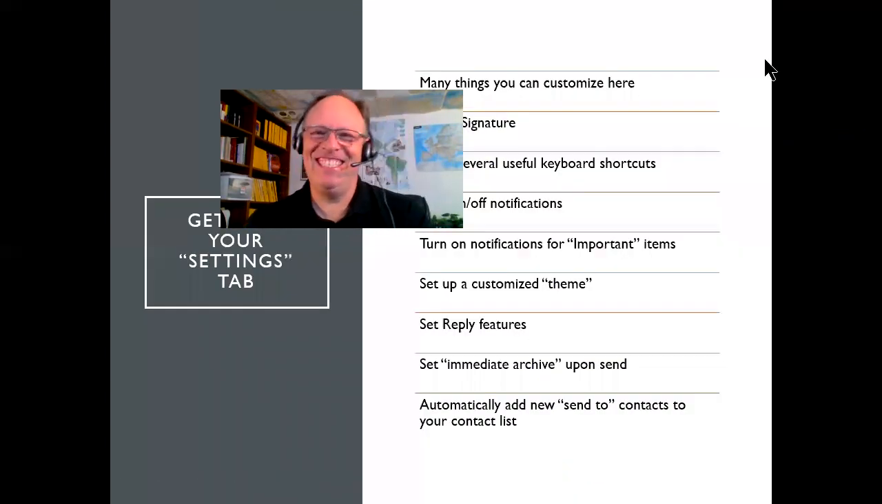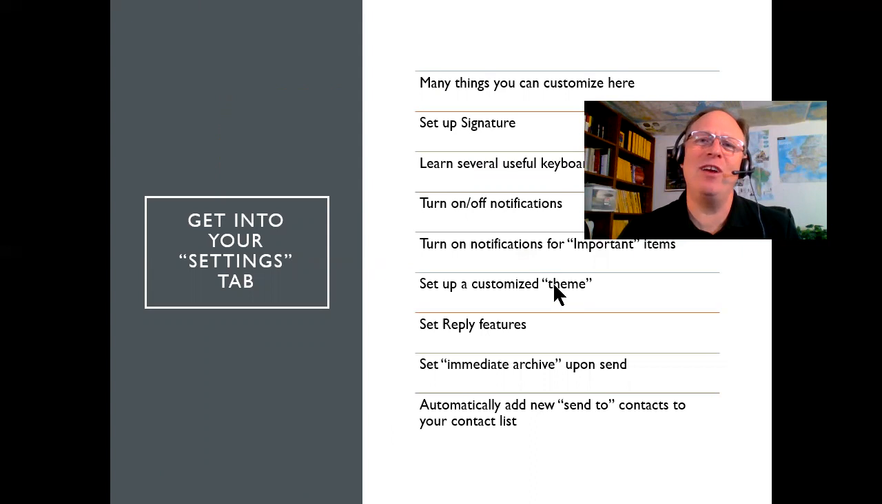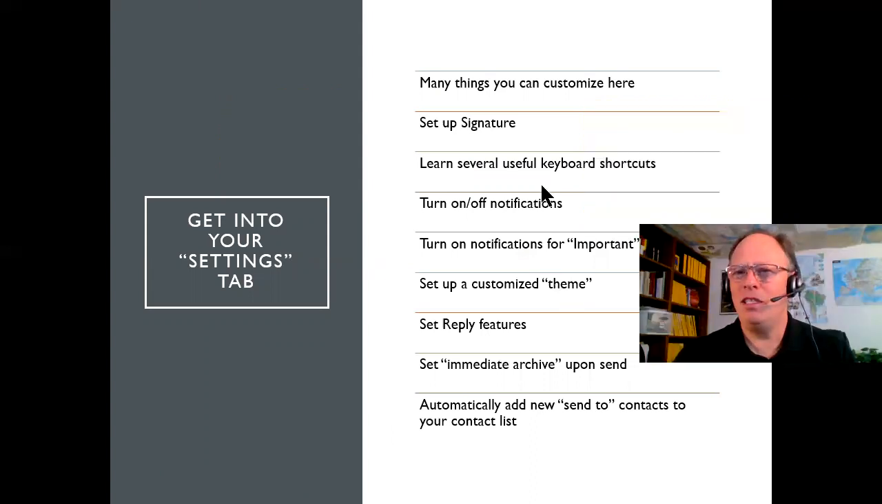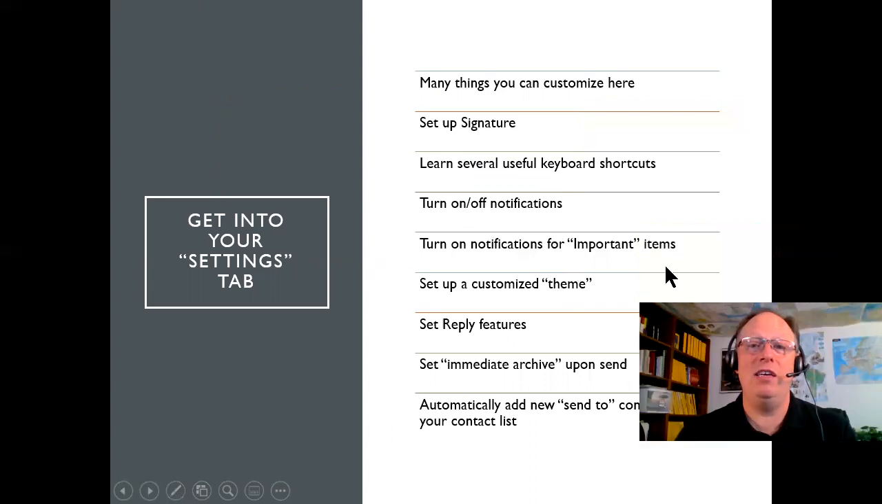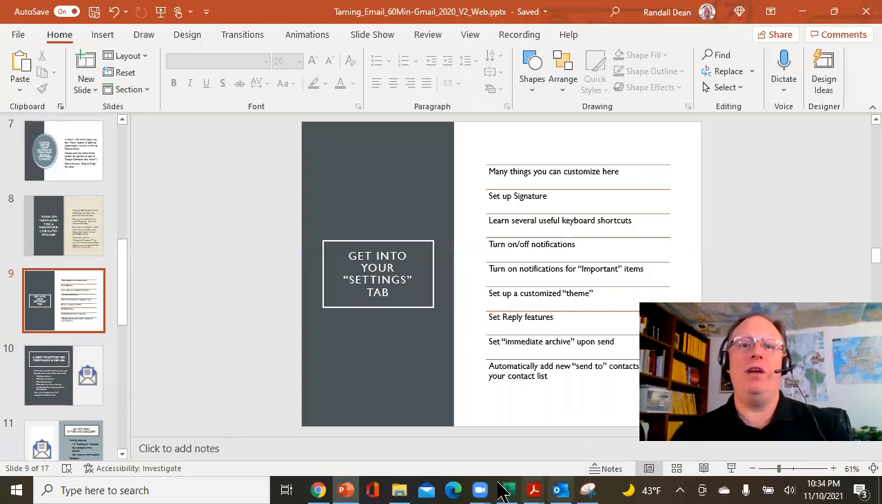Okay, wait a second. We're getting close to the end. Got a little bit more. Let's talk about settings. Now notice there's a lot of things. We already talked about the signature. We talked about turning on and off your notifications. And like I said, I have my important notifications on for important items. We talked about how the quick settings does the customized theme, but there's other stuff you can do here. If you use Gmail, you really need to go cruise your settings tabs, because that's where there's a lot of goodies. Let me show you what I mean.